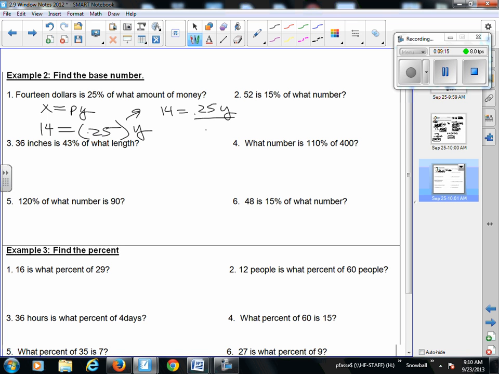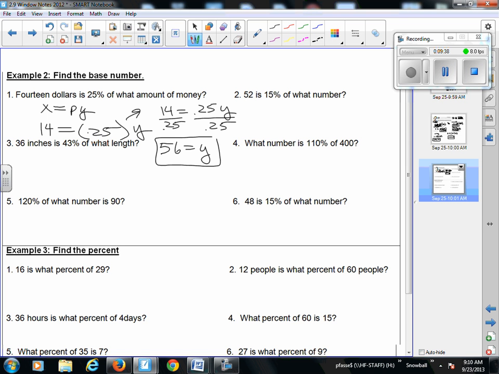And that is simply, what do we do to solve for y? We're multiplying by 0.25, therefore we divide. So 14 divided by 0.25 is going to be 56 for y. You can do that in your calculator. Or another way you could do that in your head is 14 divided by 1/4 is the same as multiplying by 4. So 14 times 4 is 56.